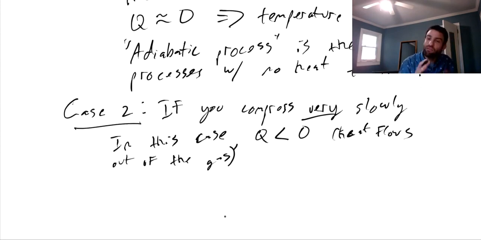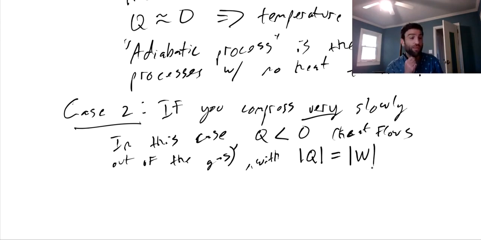And if you're doing it very slowly, it's doing it in such a way that it's exactly matching the work that you're doing on the gas. So the absolute value of the heat leaving the gas is the same as the absolute value of the work that you're doing on the gas, okay?